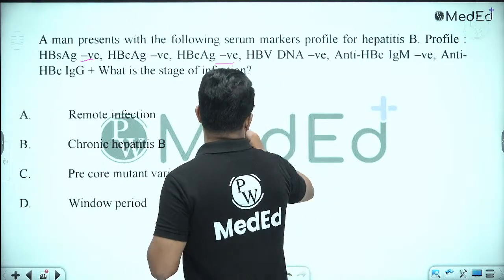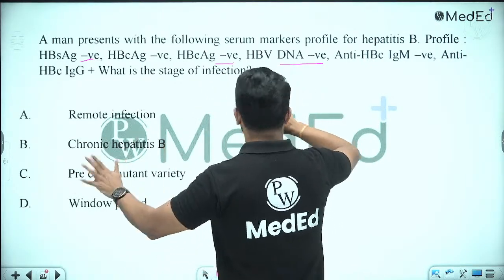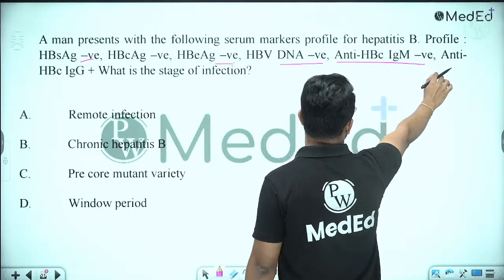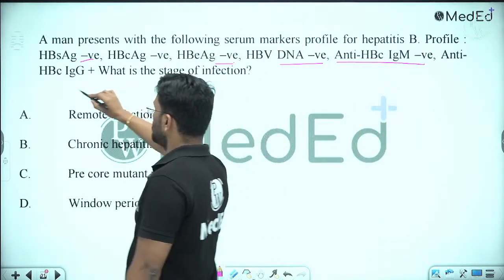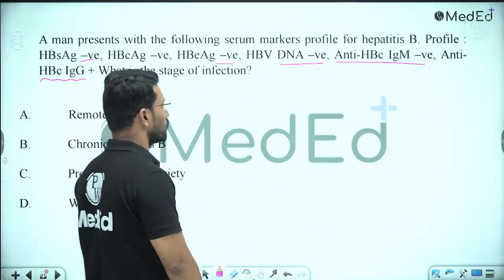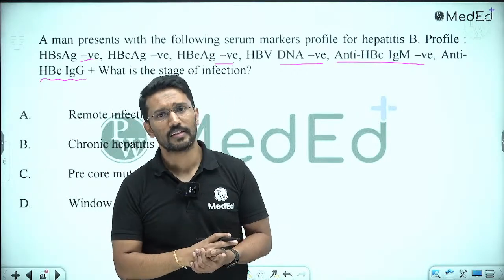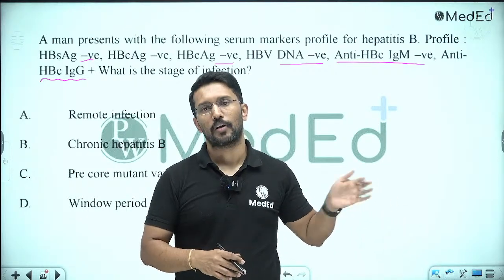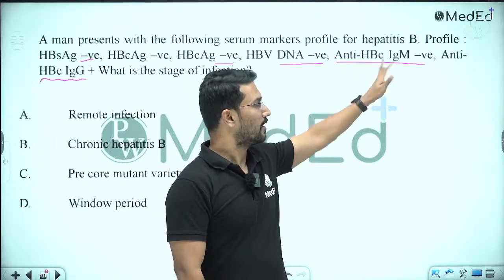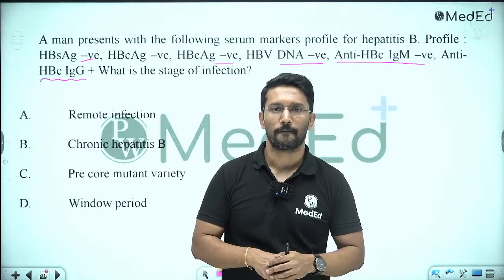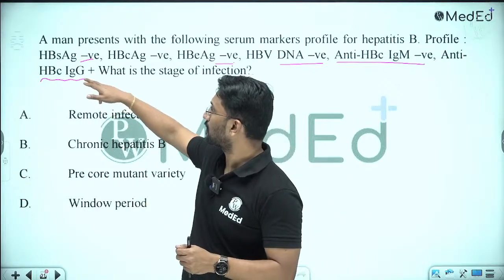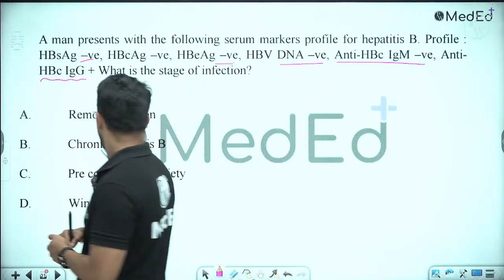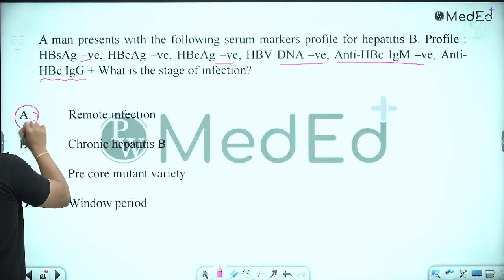Okay. Now when we look at that, HBV DNA is also negative, so he certainly doesn't have current infection. Then anti-HBc IgM is negative, so it again confirms that he doesn't have an acute infection. Anti-HBc IgG is positive. Only that antibody is positive. So what does it indicate? It simply indicates that the patient had an infection in the past. He had an infection in the past, and because of that, he has developed this anti-HBc IgG antibody. And because he had infection in the past, HBsAg has already turned negative. So what is the answer here? It points towards remote infection.